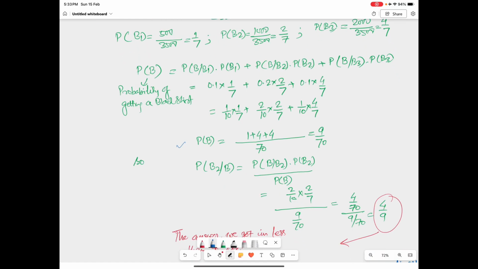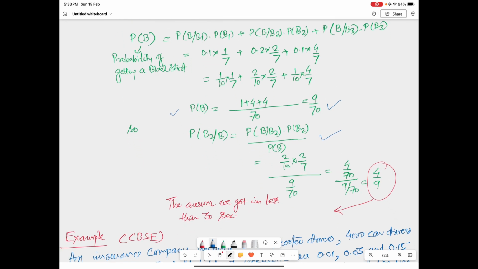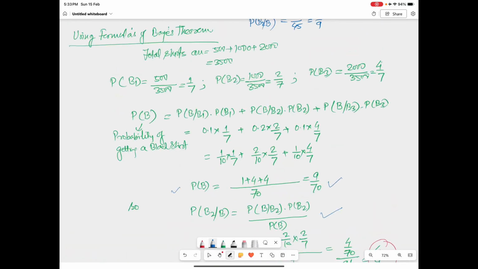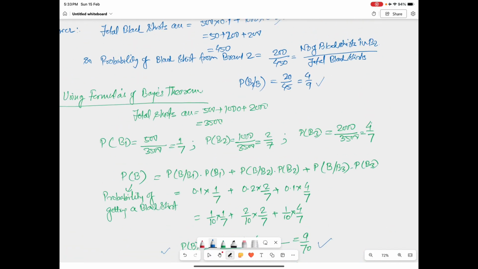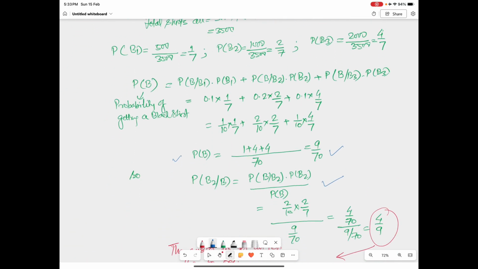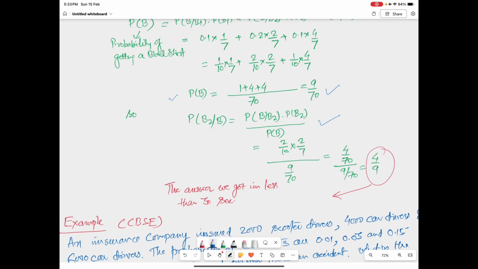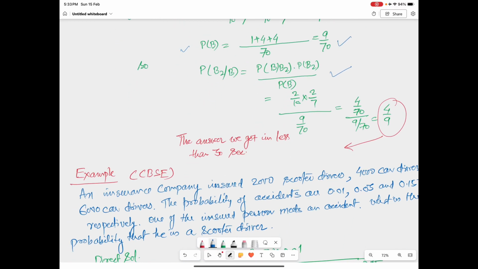Okay. So if it is to come from brand 2, then again the conditional probability formula is used. So 2 by 10 into 2 by 7 divided by 9 by 70, which I have already calculated. So I get 4 by 9. You can see that we have directly got this answer. So I have explained it with the help of Bayes theorem and with the help of the formula.